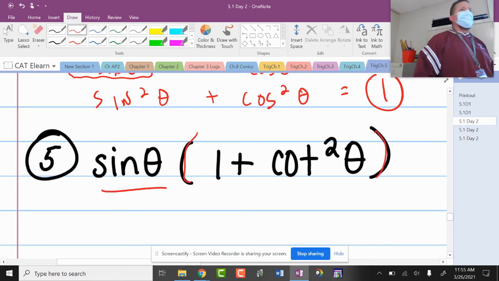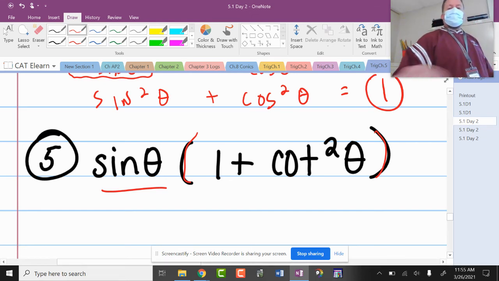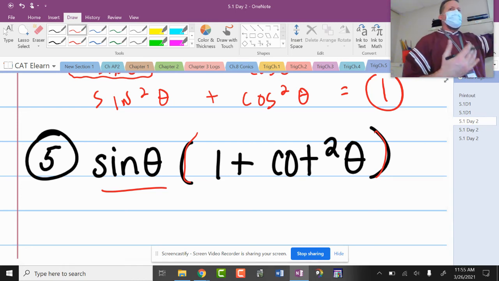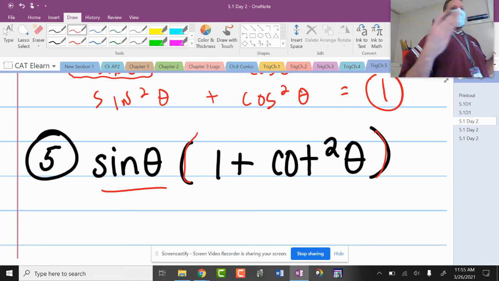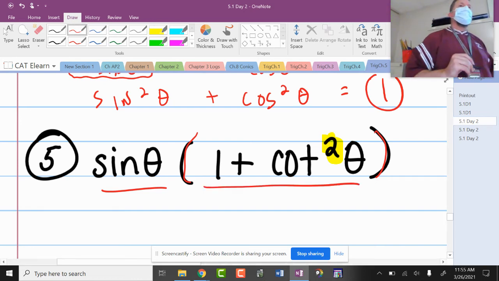Word starts with a D. Distribute. But don't, because if you did, this would just make a mess. It'd be like, okay, I have sine and cotangent squared. I'll try to take cotan and make it cosine over sine squared. And it just becomes a mess, because I told you whenever you have a squared, what should you look for?